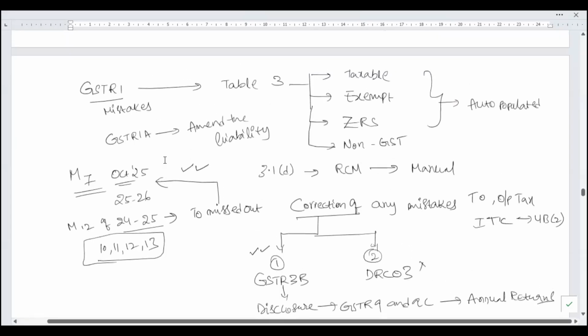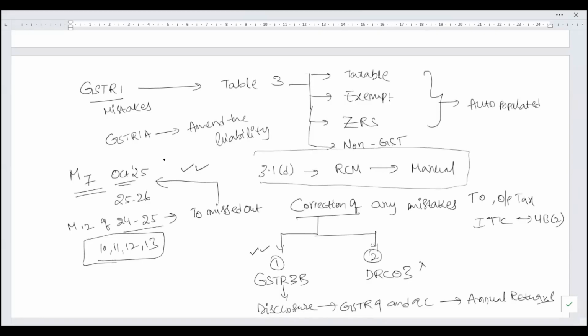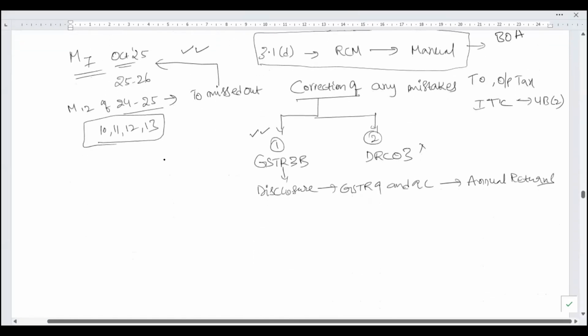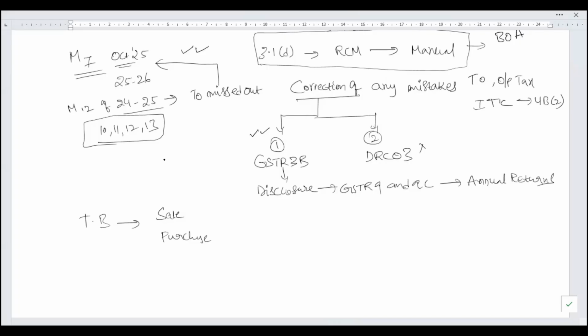Coming back. 3.1(d) RCM is something which I need to manually update on the basis of my books of accounts. So when we file GSTR 3B, what generally we have as a practice is, you have your trial balance. In the trial balance, you have your sale related GL and purchase related GL. Make it in such a fashion that you define what all GLs are relevant for RCM and your regular ITC.